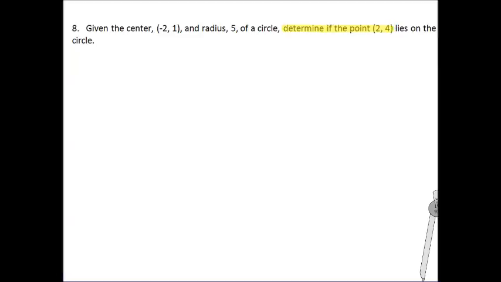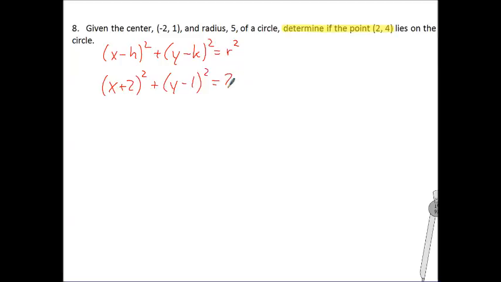So first we have to write the equation of our circle, and let's just remember (x minus h) squared plus (y minus k) squared is equal to r squared. So that means this circle has the equation (x minus -2), x plus 2 is what that means, squared, plus (y minus 1) squared is equal to 5 squared, 25. That is the equation of this circle.